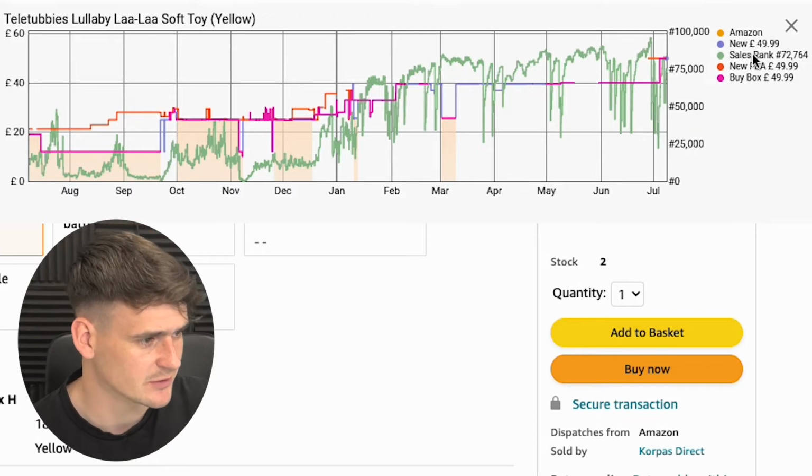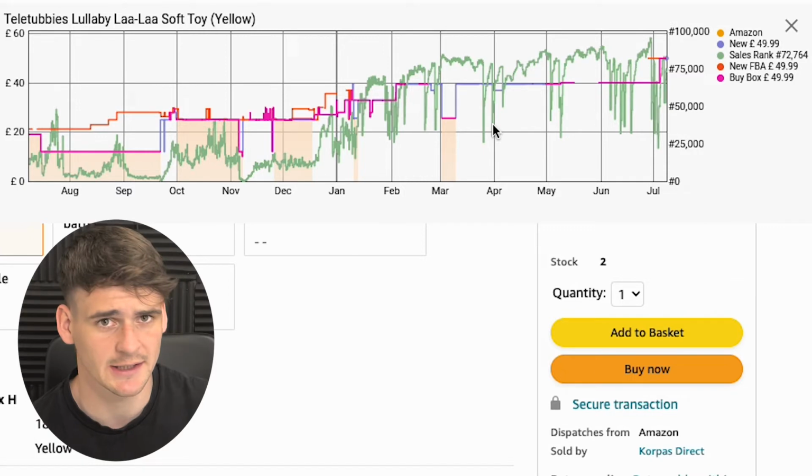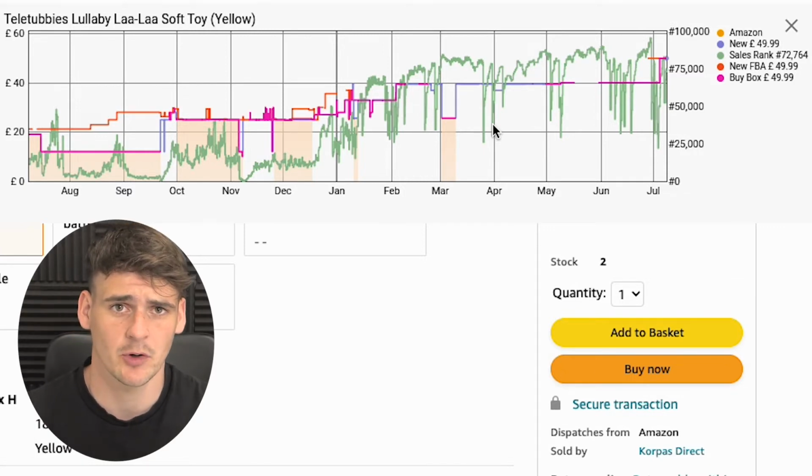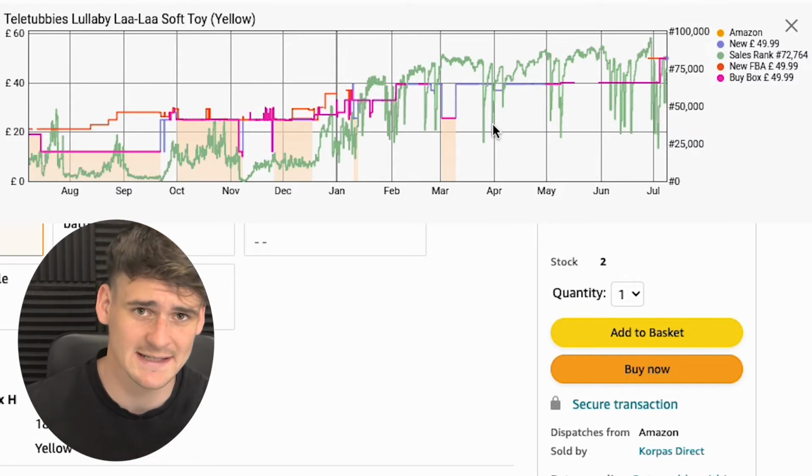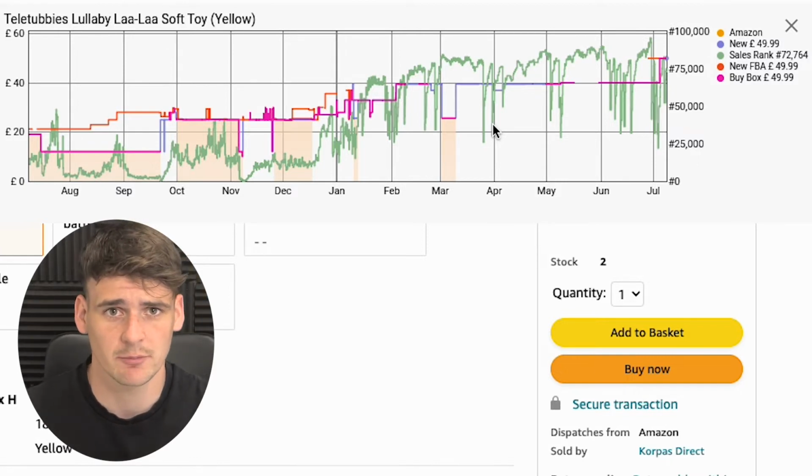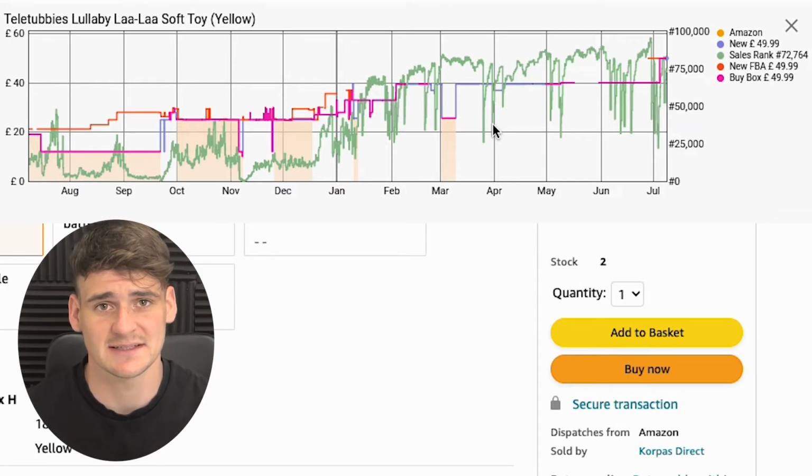And then the next one we use is the green line, which is the sales rank line. The sales rank is basically how popular that product is on Amazon. All products on Amazon have a sales rank. A product with a sales rank of number 1 in its category is the most popular product. As the number gets higher, that means it's selling less.